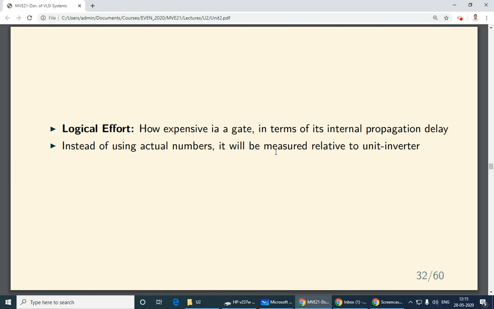So the next question is, how do we determine it? That is where the definition comes into the picture. It is going to be measured relative to the unit inverter. That is why the unit inverter is very important. We have to understand exactly what it is: 2 and 1, PMOS and NMOS, the unit inverter. Now for any other gate, logical effort is going to be measured relative to the unit inverter. It's not going to be absolute. I'm not going to tell you the logical effort of this gate is 25.7 picoseconds. No, we are not going to talk about that.